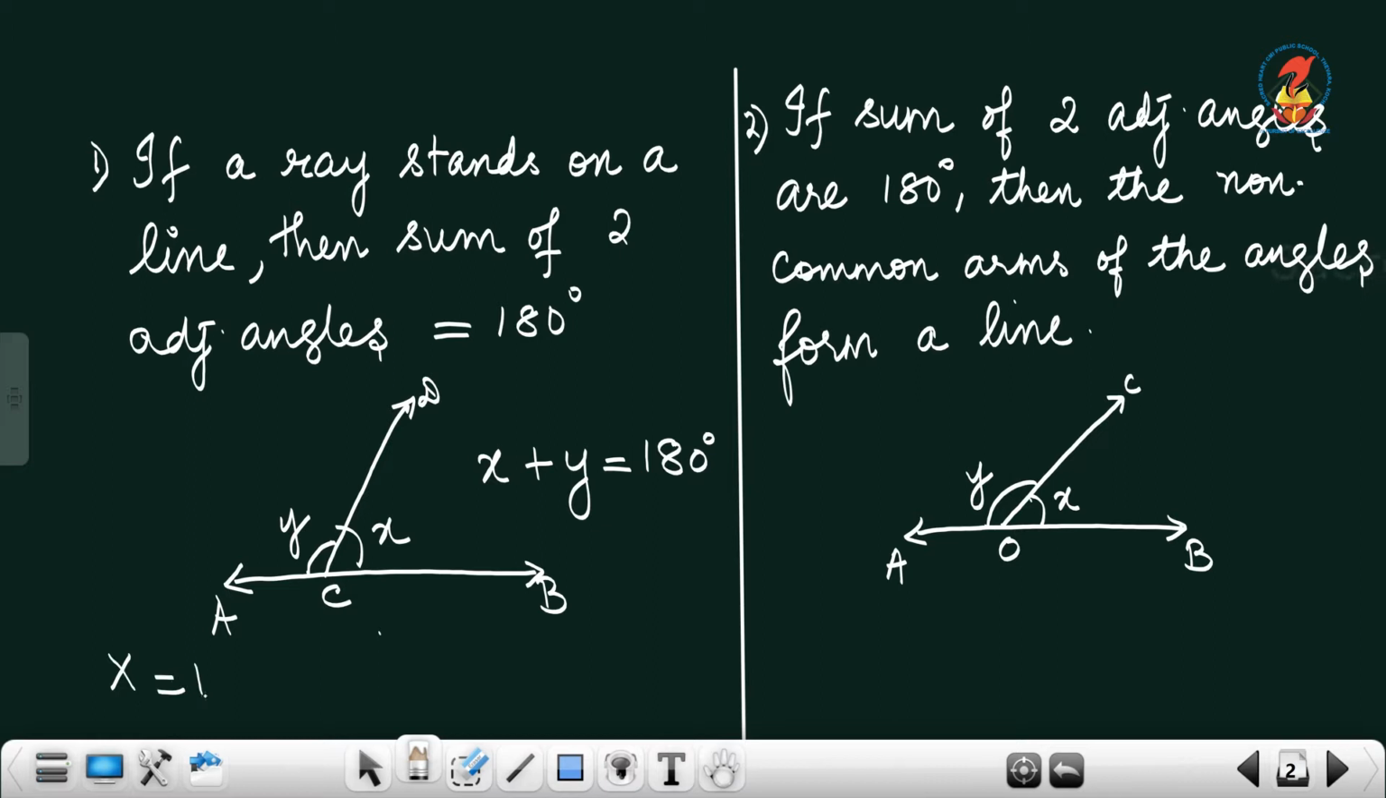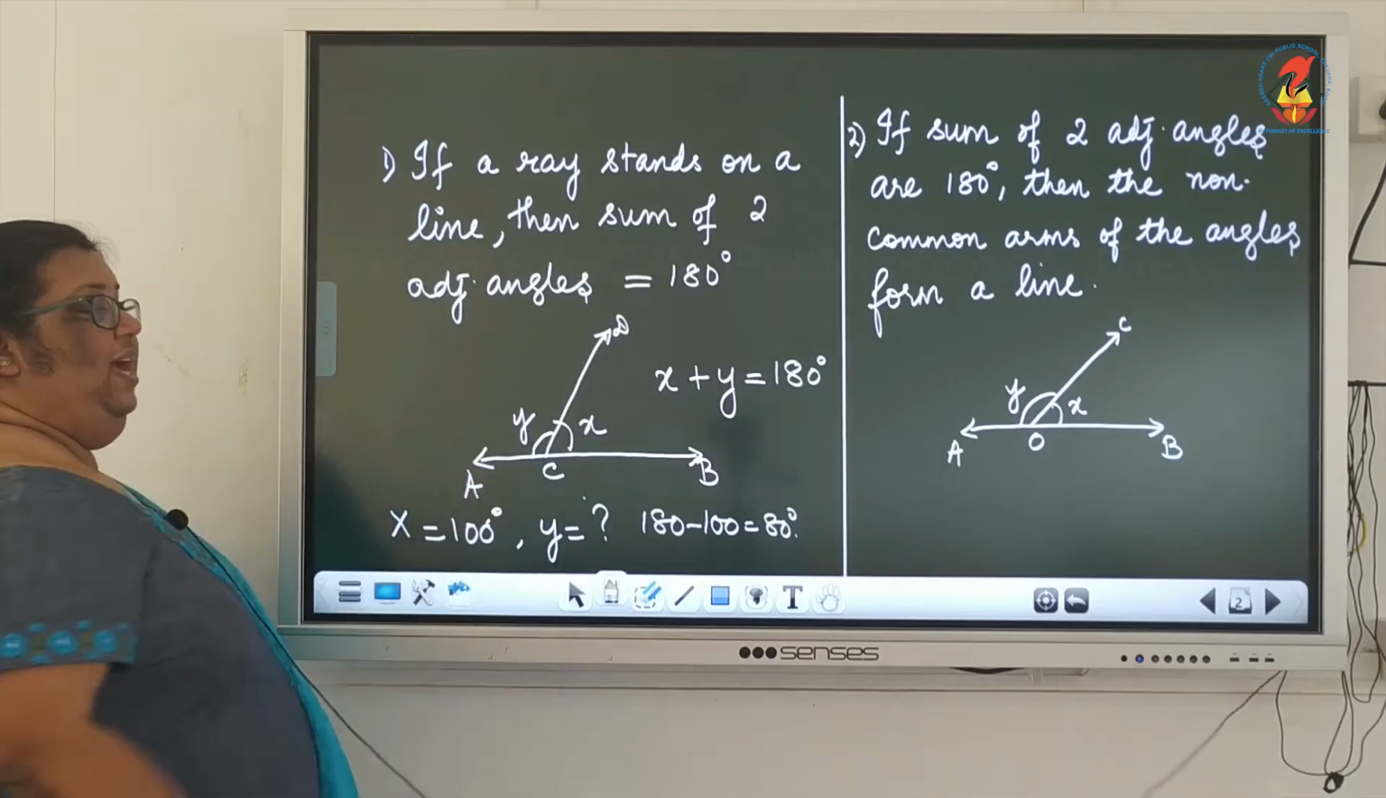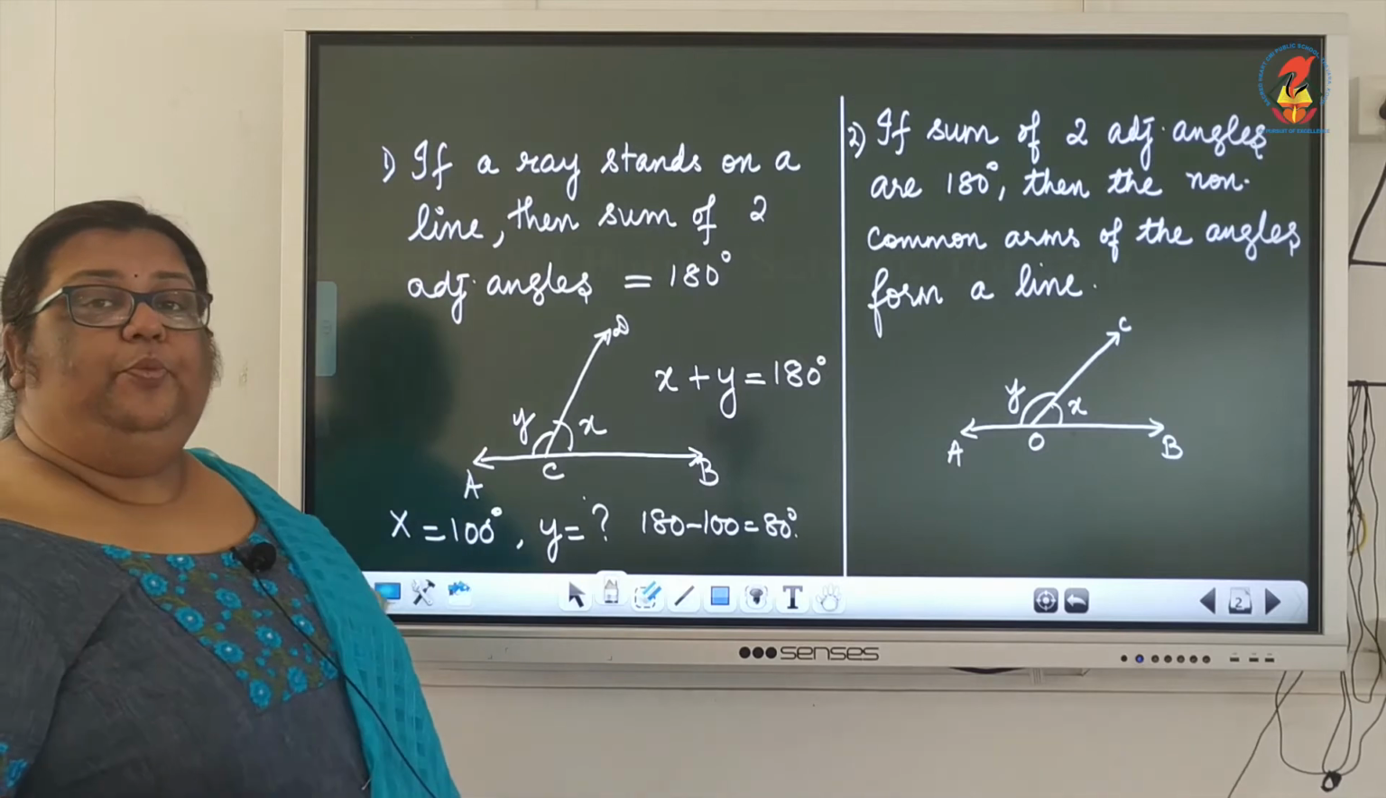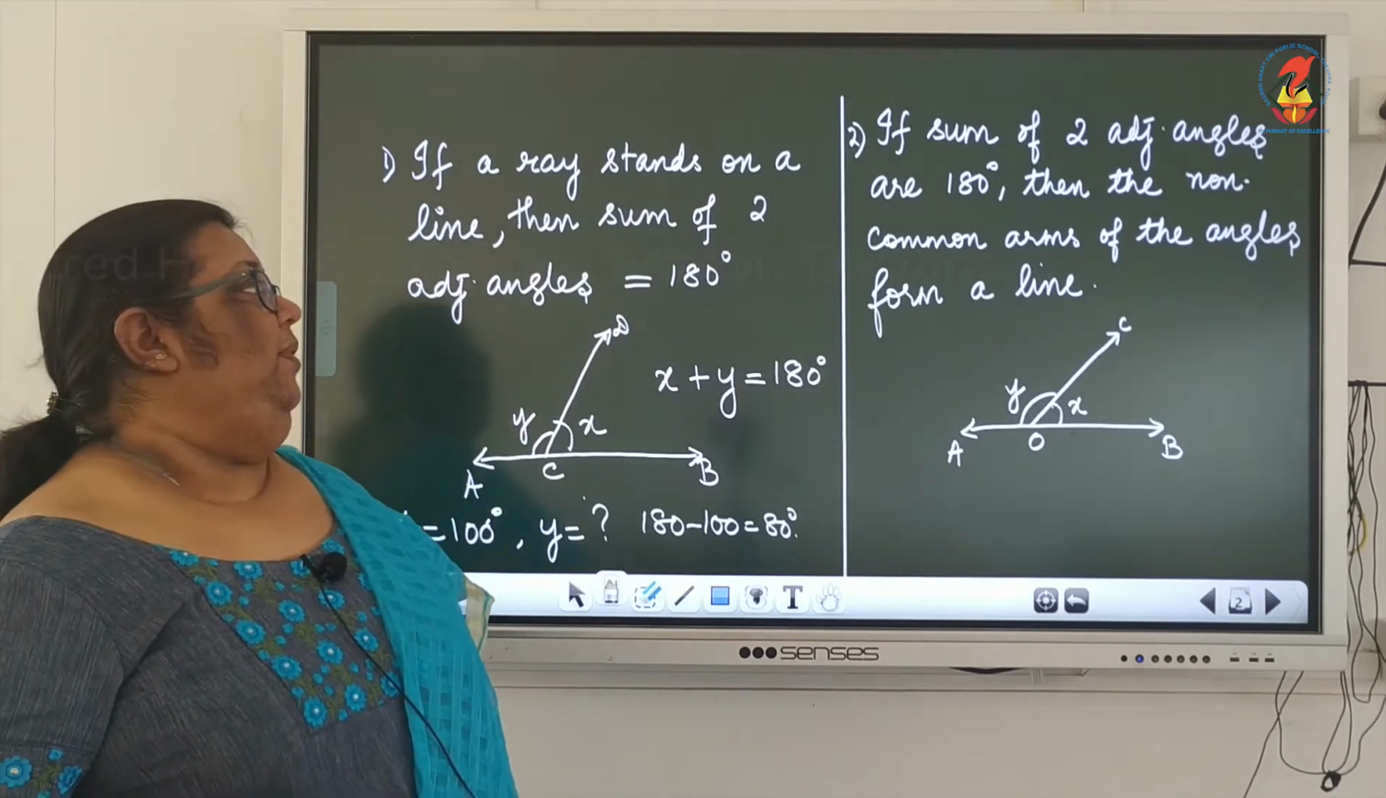Suppose x equals 100 degrees, how can I find y? y will be 180 minus 100, which is equal to 80 degrees. So angle x plus angle y equals 180 degrees.